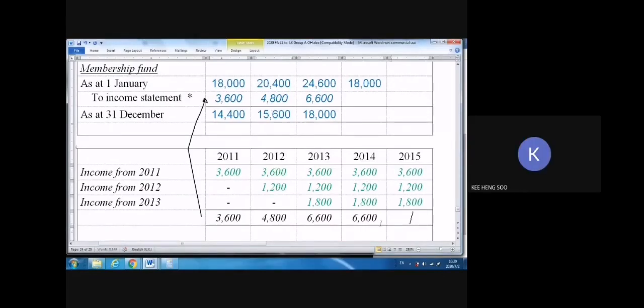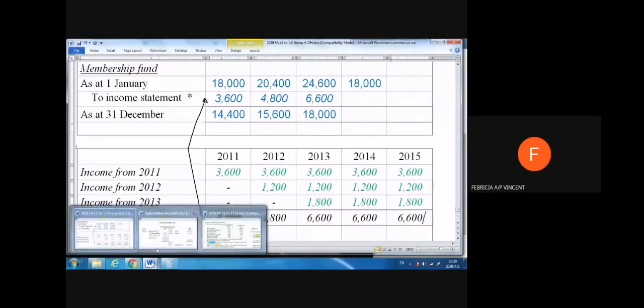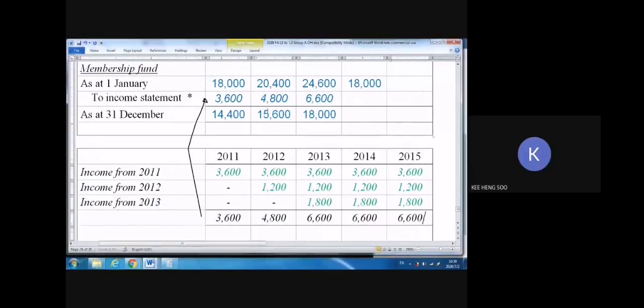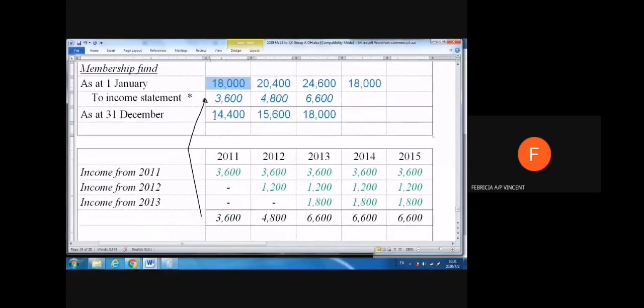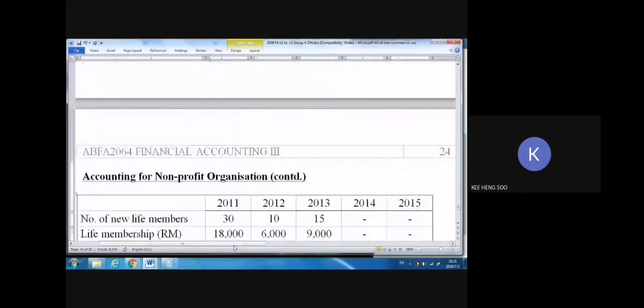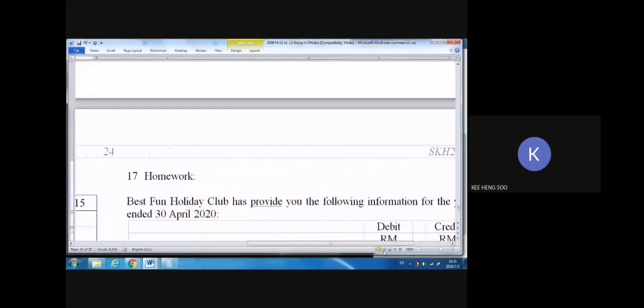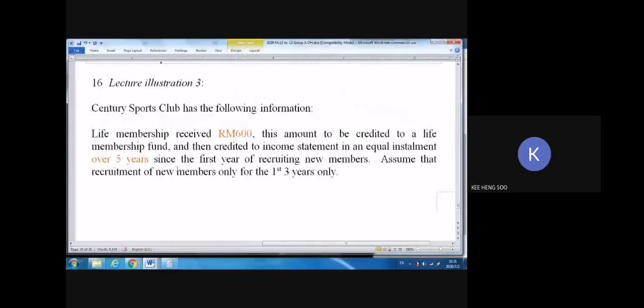Yes. Actually, I don't understand this one. I really don't understand. Which part you lost already? The first one, 18,000 can or not? Agree. Slowly, 18,000 can or not? Yeah, I understand 30 times 600 got 18,000. Then later why you divide by 5? Divide by 5 because the question say divide by 5. Question say over 5 years.